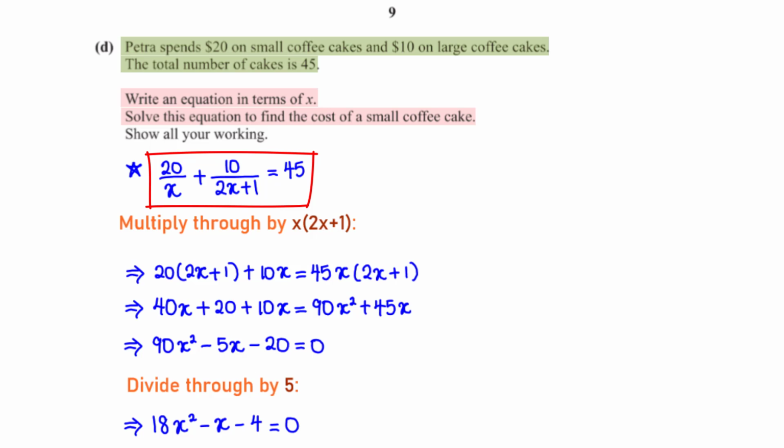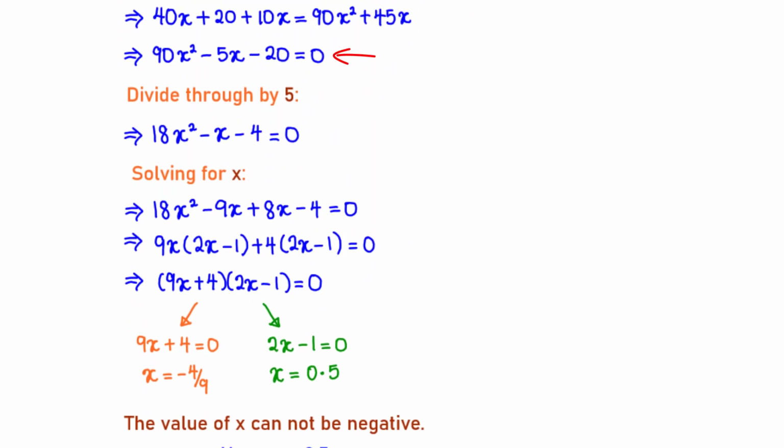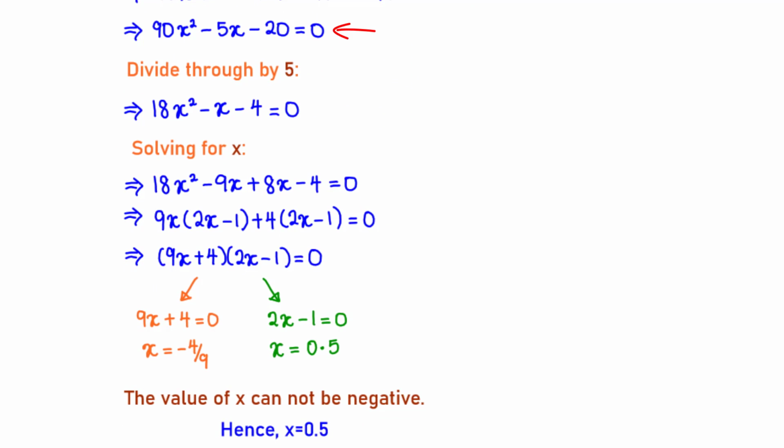So now we need to solve this equation. When we multiply through the equation by x times 2x plus 1, this is what we get. When we expand the two brackets, this is what we get. From here, we move all the terms to one side of the equation and group like terms to give us the quadratic equation 90x squared minus 5x minus 20 equals 0. The terms have a common factor of 5. So when we divide through the equation by 5, we have 18x squared minus x minus 4 equals 0.